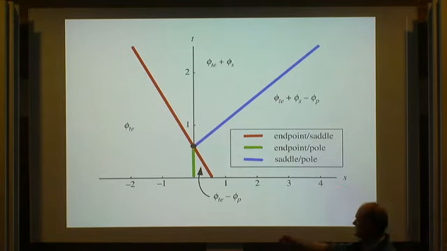Real S, real T. So you find that there are Stokes lines where the endpoint can turn on the saddle and the endpoint can turn on the pole, and then there's a Stokes line where the saddle can turn on the pole.